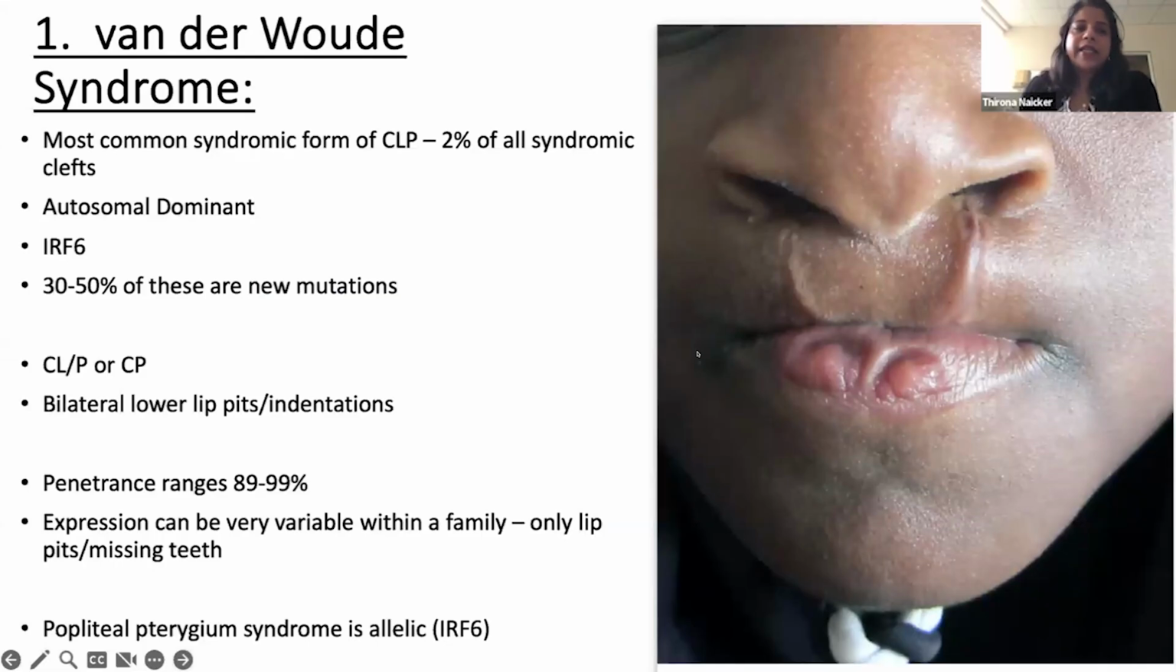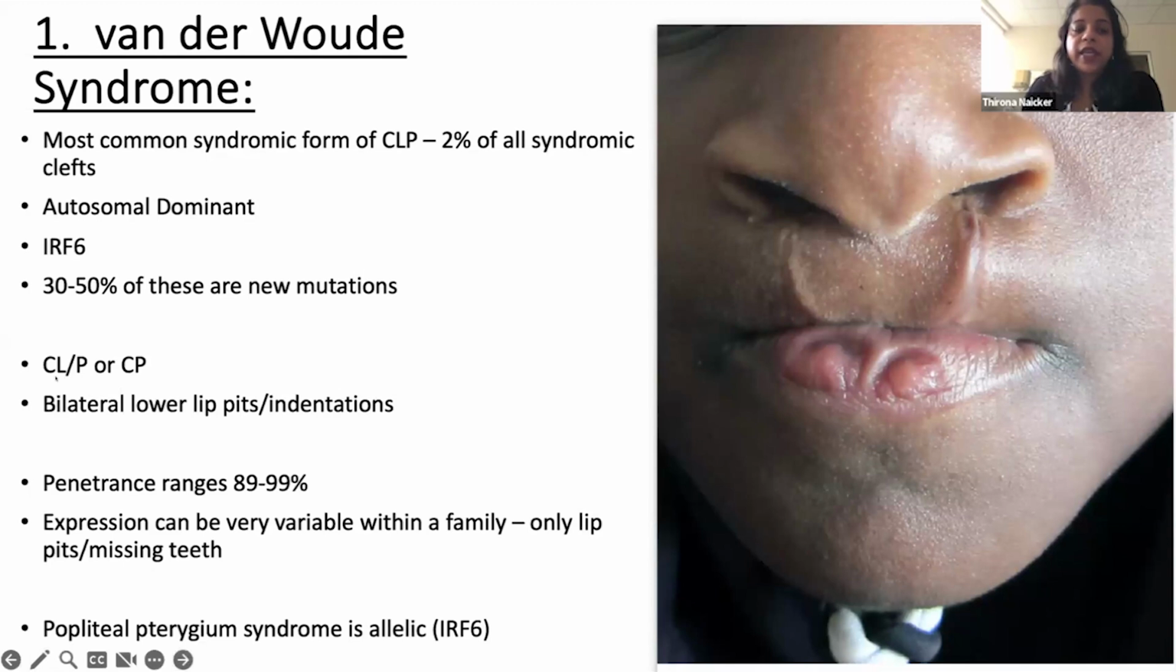In the next few slides, I'm just going to take you through 5 common syndromes that I see at the clinic quite often. The first, which some of my fellow presenters have alluded to, is van der Woude syndrome. It is the most common form of syndromic cleft lip palate, occurring in 2% of all syndromic clefts. It is autosomal dominant, so if a parent is carrying the gene, there's a 50% chance of him or her passing it on to their children. The gene that is involved in van der Woude syndrome is the IRF6 gene, and about 30 to 50% of mutations that occur in the IRF6 gene are actually new, or de novo, mutations.